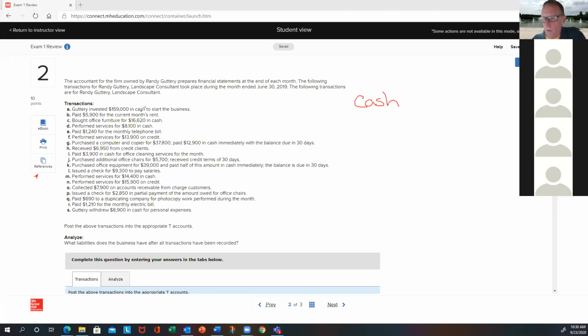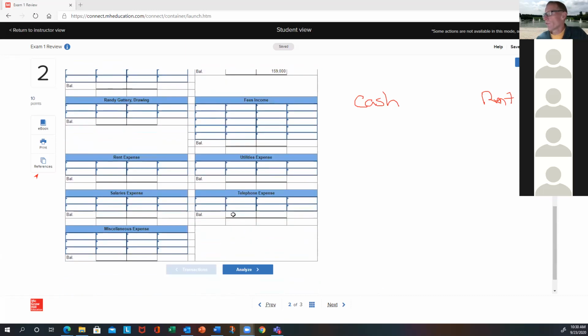Is it expense? Yes, it's going to be rent expense. Do we have to classify which expense it is for these types? You do, because in this one, you'll notice they have listed for you rent expense, utilities expense, telephone, salaries, and a miscellaneous expense. So just like the exam, they will want you to put it in that specific expense account, okay?